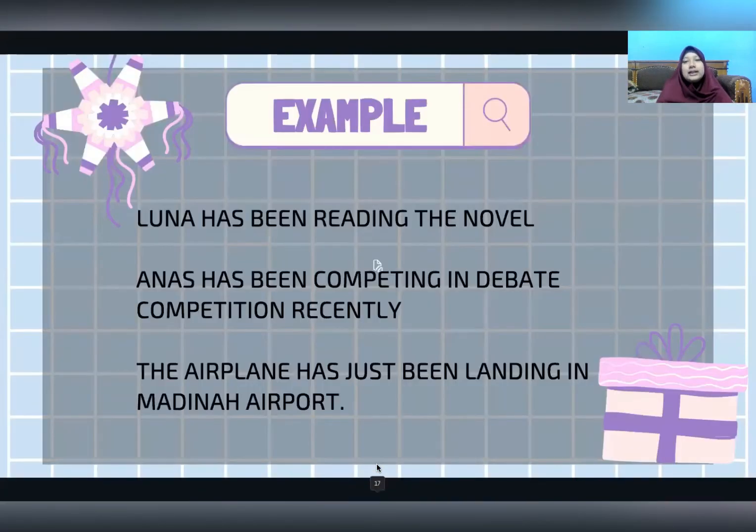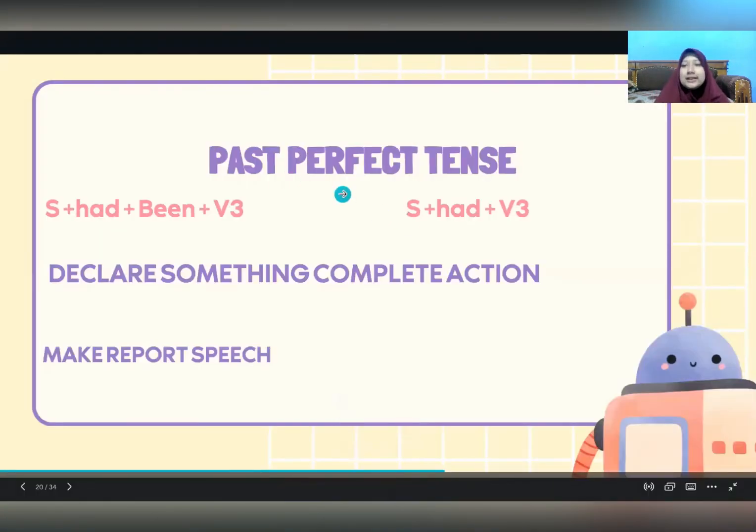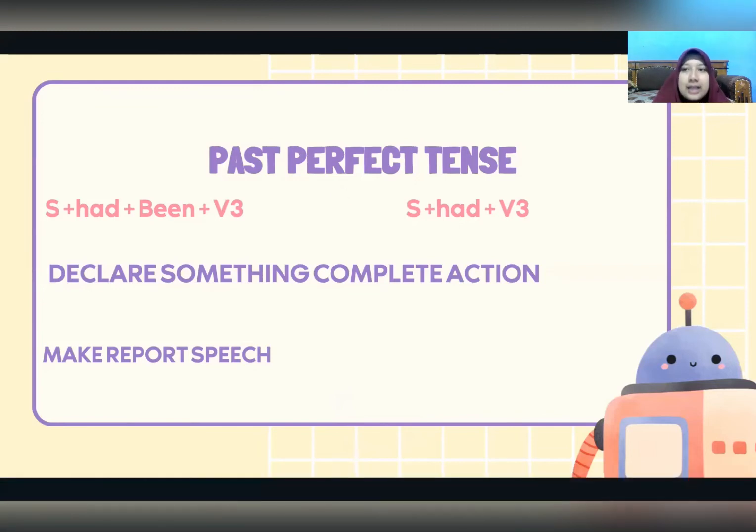The next tense is the past perfect tense. The past perfect tense has a formula: subject plus had plus been plus verb 3, or subject plus had and verb 3. This tense has a function to declare a completed action, or to make a report.